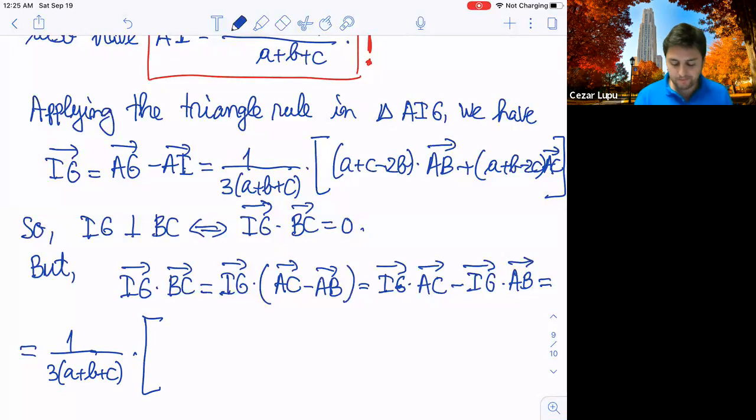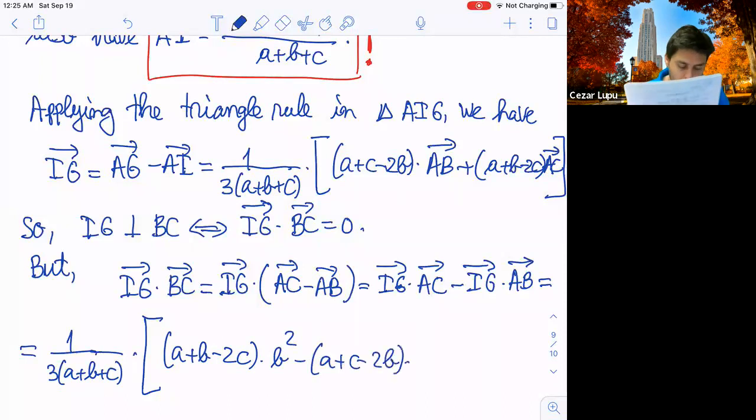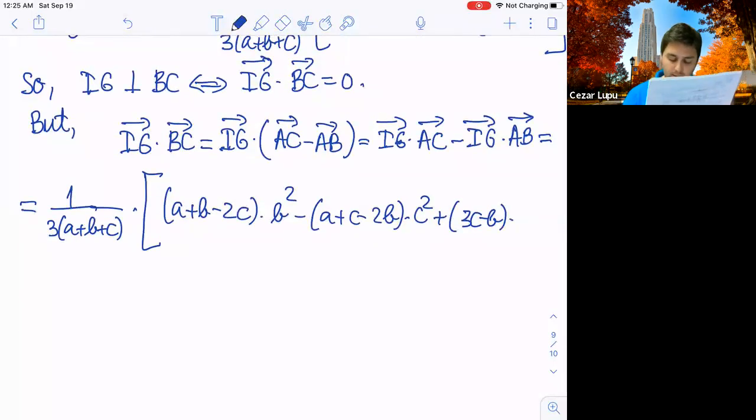Okay, I'm going to copy exactly the expression. So this would be equal to, and then I will explain my computation immediately. So this will be (A plus B minus 2C) times (B squared minus A) plus (C minus 2B) times C squared plus (3C minus B) times (B squared plus C squared minus A squared) over 2.